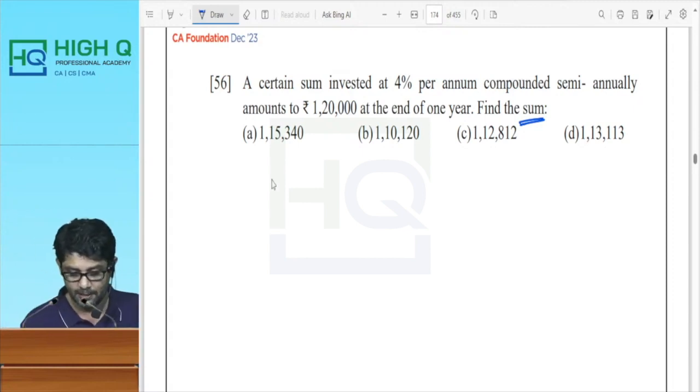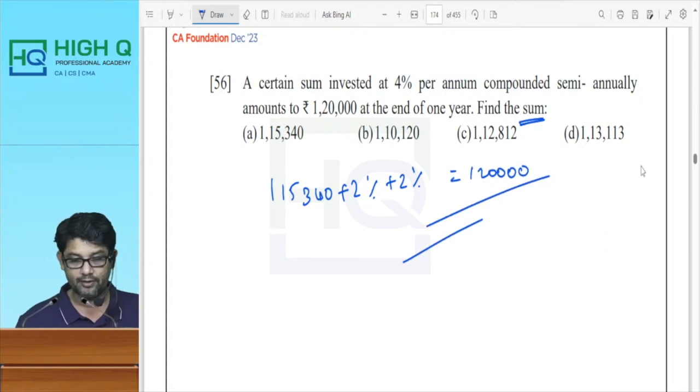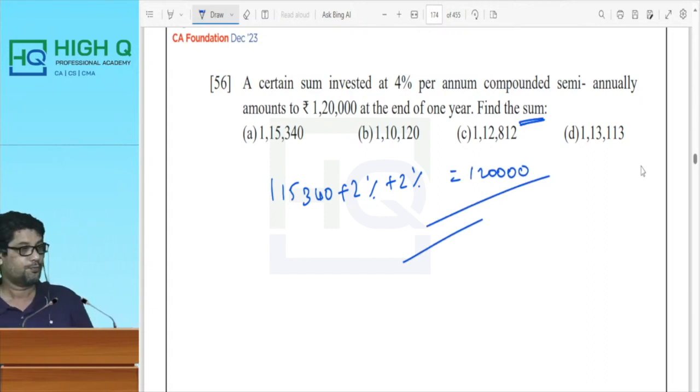What you would have done? 115,340 by using the calculator plus 2% plus 2%. Am I right, my dear? You will check whether you are getting 1,20,000 or not. Is this what you have done? Say yes or no. Correct?